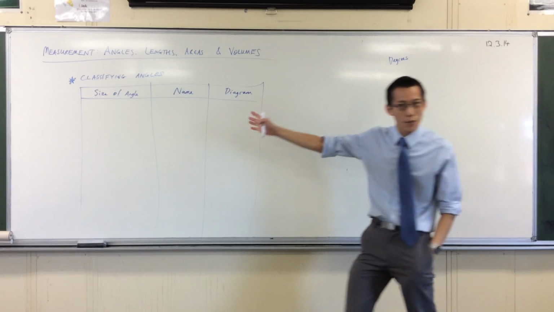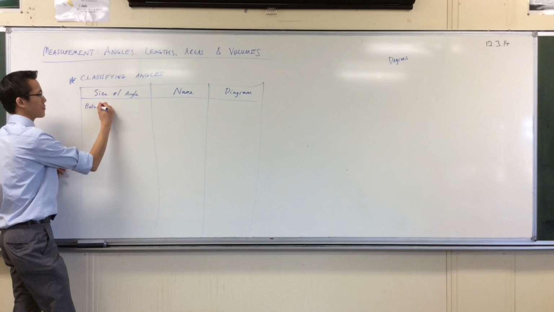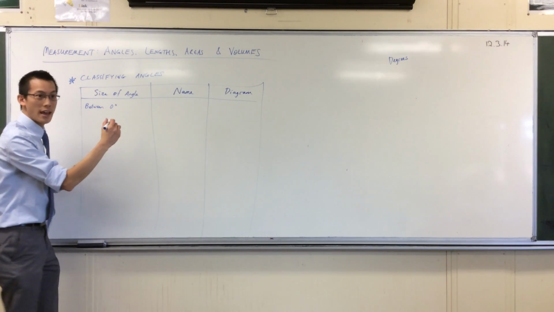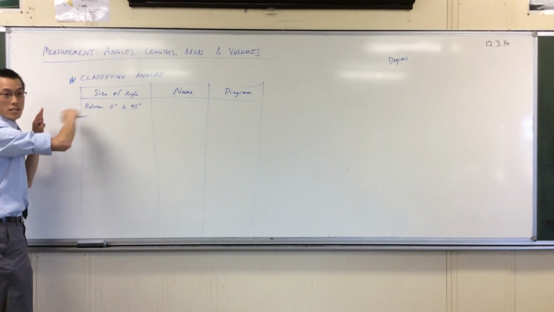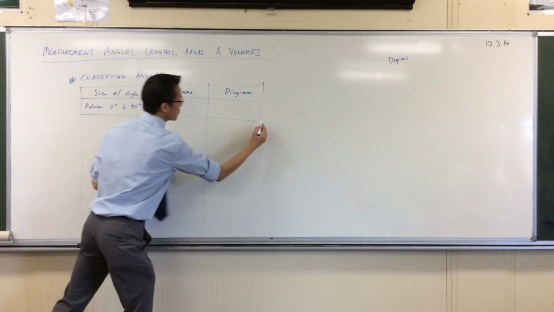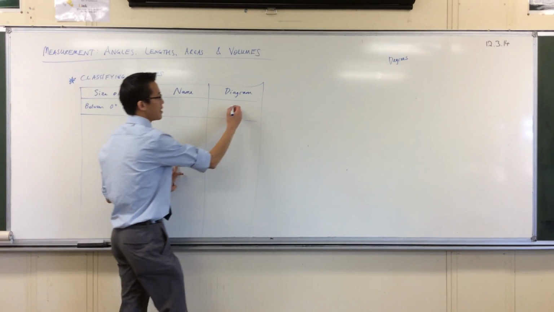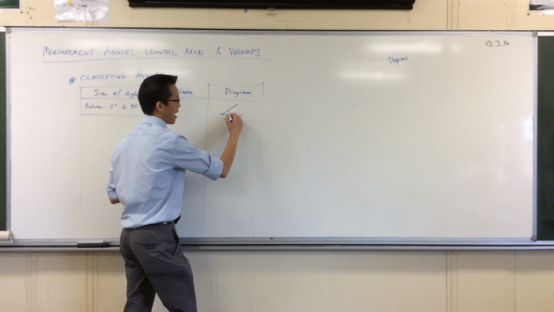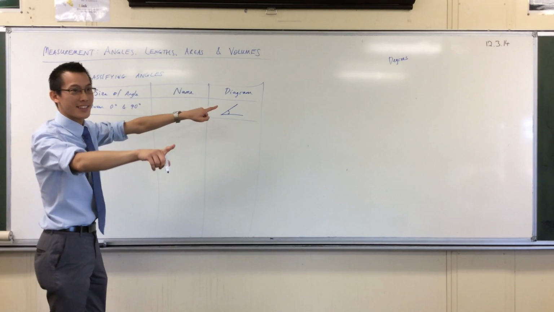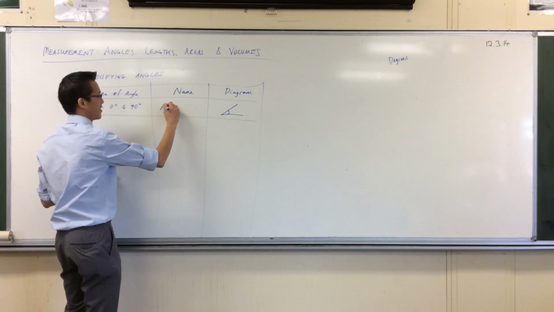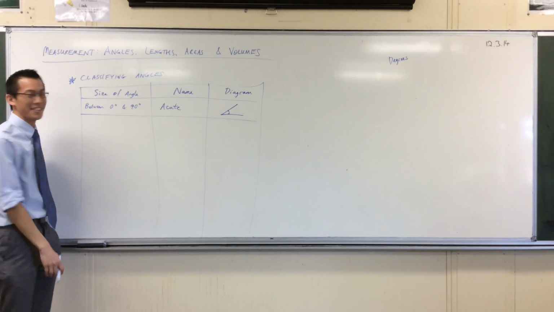Okay, so the first size that I'm going to think of is between 0 degrees and 90 degrees. So this is going to be my first row here. Now, what do we call such an angle? Let me draw one for you. Here's 2 arms and an angle in between. That's the kind of thing we're talking about, and the name is acute. That's a cute angle, isn't it?